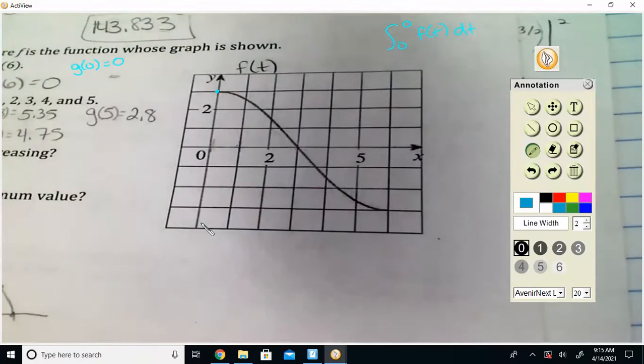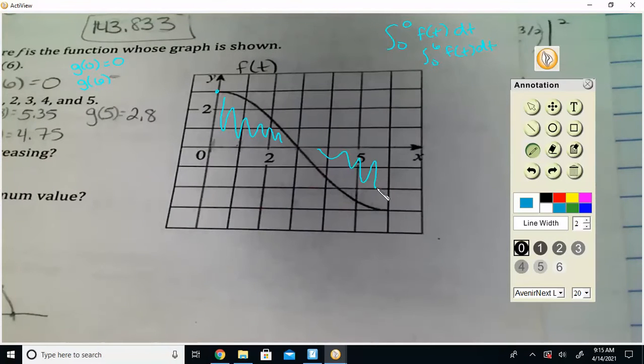Part B, or second question on A, I asked for G of 6. So that's like the integral from 0 to 6 of this. So we're adding up all the area from here to here. Keep in mind, this would be positive and this would be negative. So what do those do? They cancel each other. It's the same amount on both of them. So if they cancel, we get 0 again.